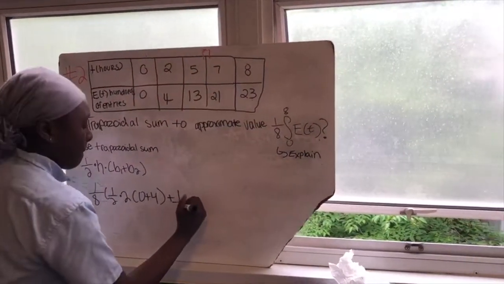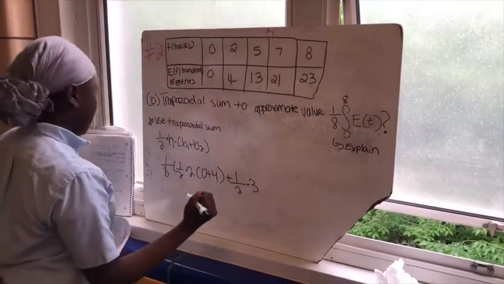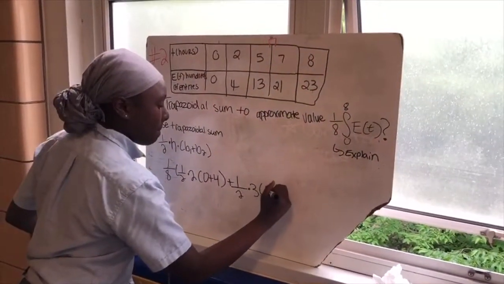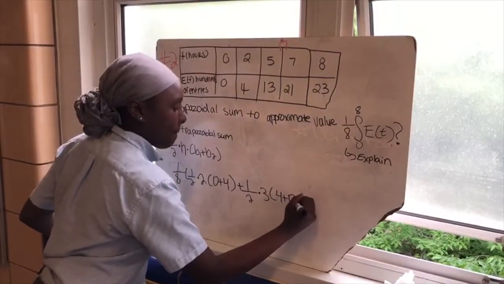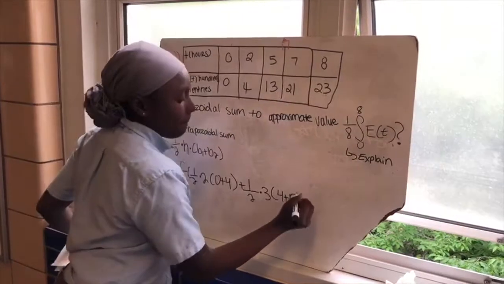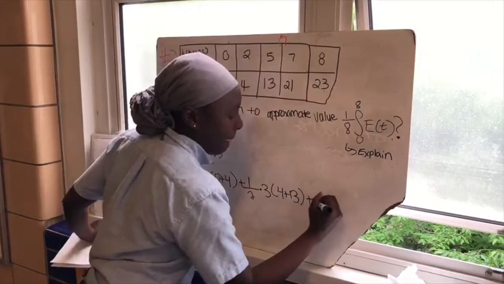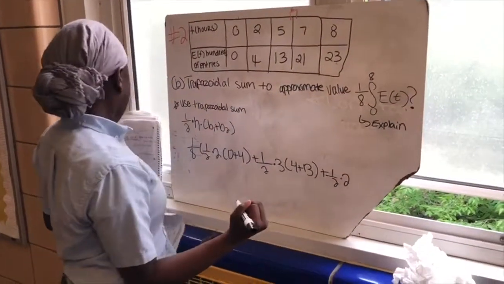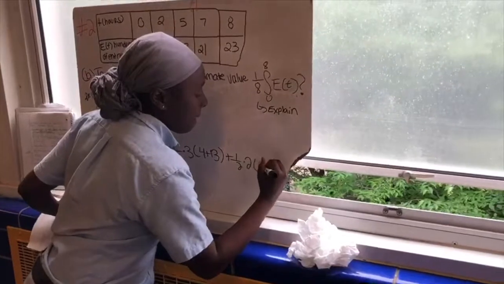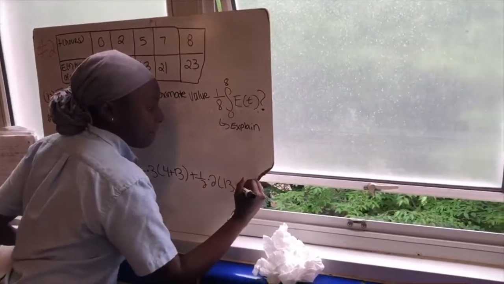So for the first part, you have to use the trapezoidal sum theorem. Don't forget that the trapezoidal sum is 1/2 times height times (base 1 plus base 2), and don't forget to put base 1 and base 2 in parentheses. Afterwards, I'm going to use the trapezoidal sum theorem to approximate the value.